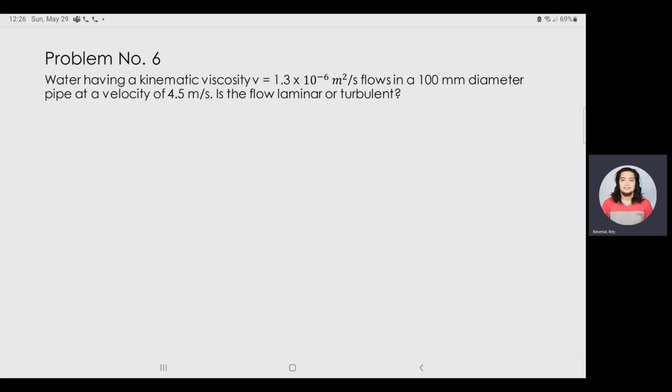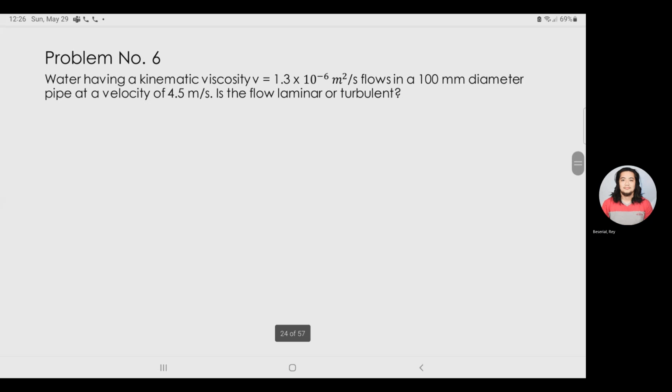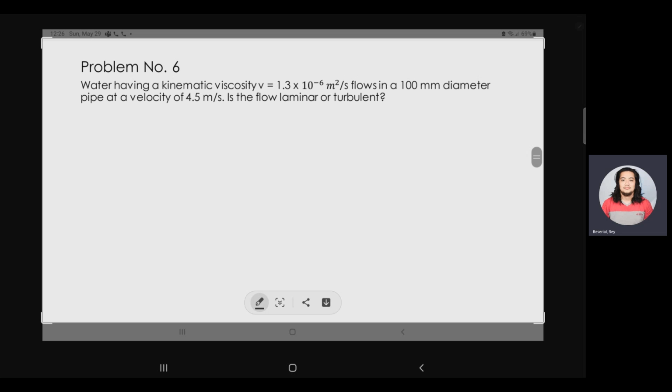So ang tinatanong dito kung yung ating flow ba laminar or turbulent. To determine if the flow is laminar or turbulent, gagamitin natin yung ating Reynolds number. So ang ating formula sa Reynolds number is V or yung ating velocity times diameter and then yung rho ng ating density ng liquid times doon sa ating kinematic viscosity.